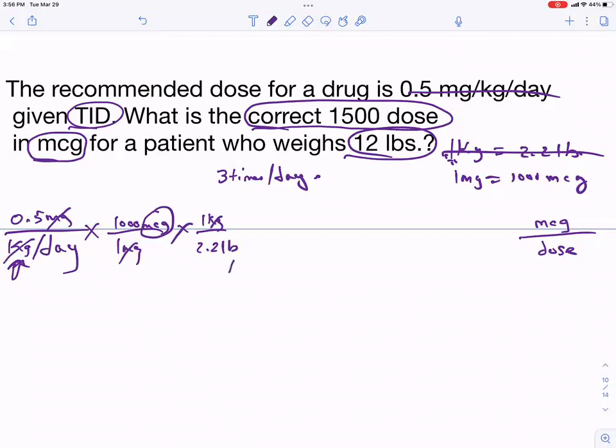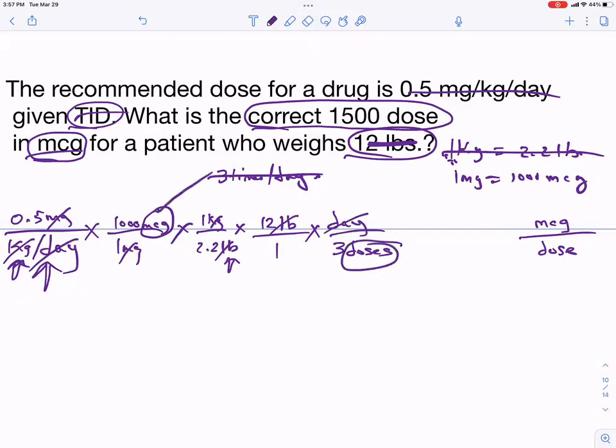Now I need to get rid of pounds, so I know the patient weighs 12 pounds. Get rid of that. Awesome. Gets rid of my pounds, but now I got to get rid of day. Well, I know that every day the patient gets 3 doses. Get rid of that. So I've used everything in my problem. I'm feeling good about it. Cross off my day. So now I have micrograms and doses. Micrograms is in my numerator, dose in my denominator. I've gotten rid of all the other units, so now it's just math.